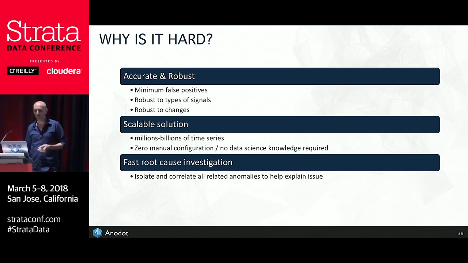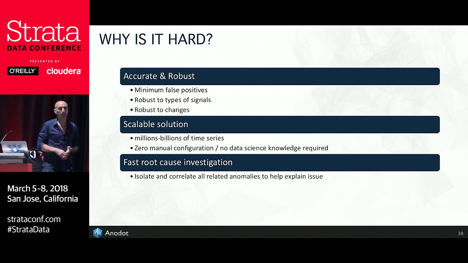To minimize false positives, you have to be very robust to a lot of different types of signals that might come in. There isn't a single algorithm out there that you can say, if I use that algorithm, it will solve all anomaly detection problems. There are a lot of different types of behaviors of different signals, and we see quite a few of them. You have to build a system that is robust to all types of signals. To be robust to changes.